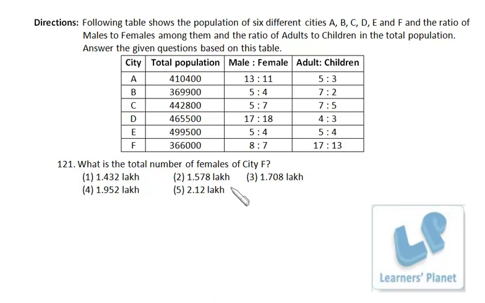City F, male to female is 8:7. That means females are 7 out of 15 parts, right? So 7 by 15 is female from 366,000. Now this is less than 50%, right? 50% of 366 must be 183, right? So you can eliminate these two answers. Your answer must be slightly less than 50%, because 7.5 is exactly 50%.